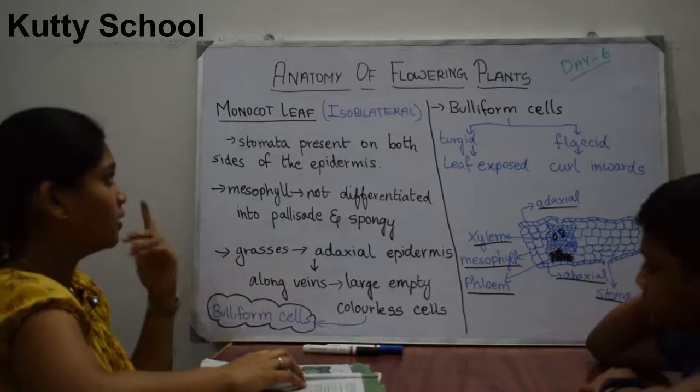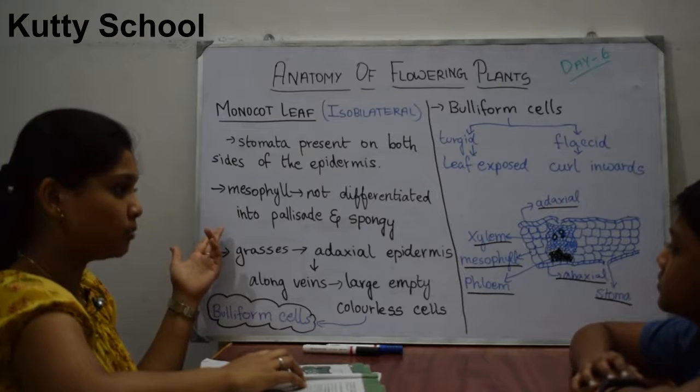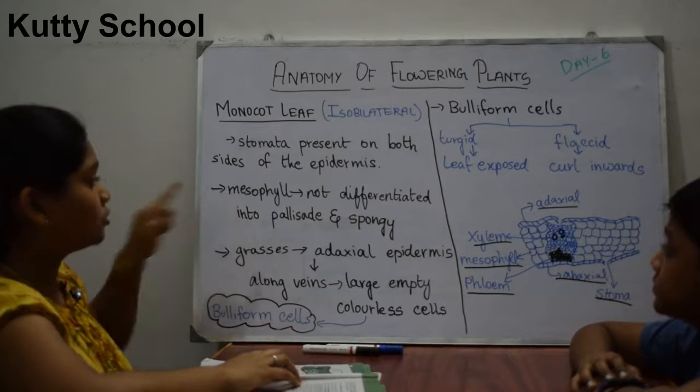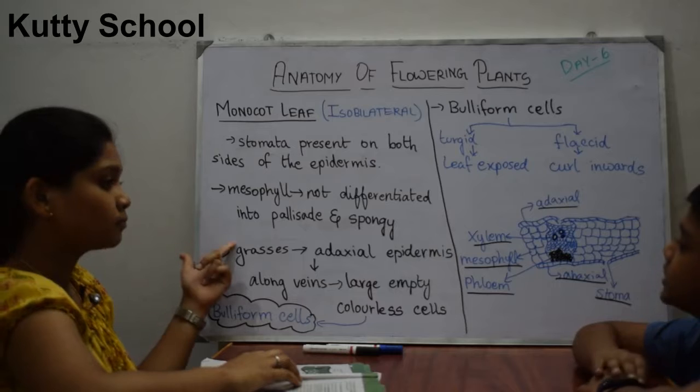In dicot leaves, the mesophyll is differentiated into palisade parenchyma and spongy parenchyma. But here the mesophyll is not differentiated into palisade and spongy parenchyma. You said it last time itself.